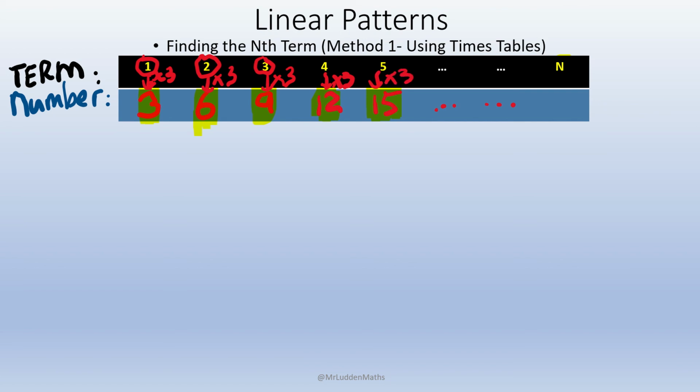So to get from my fourth term, to find out what my fourth term actually is, I'm multiplying by 3 to get my 12. To find out what my fifth term is, I'm multiplying by 3 to get my 15. Now what you might be asked in your exam is to find out what the nth term actually is.